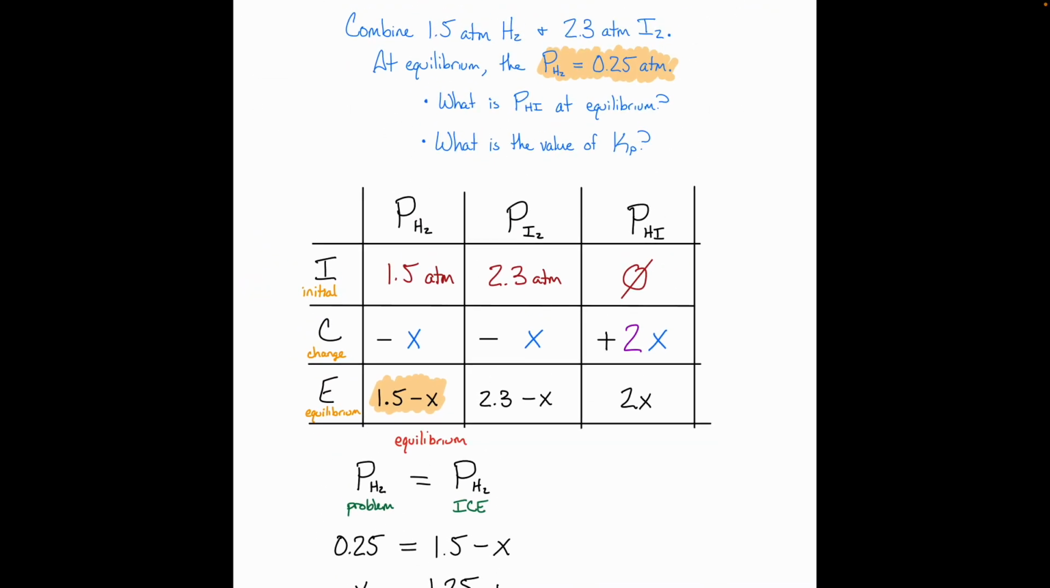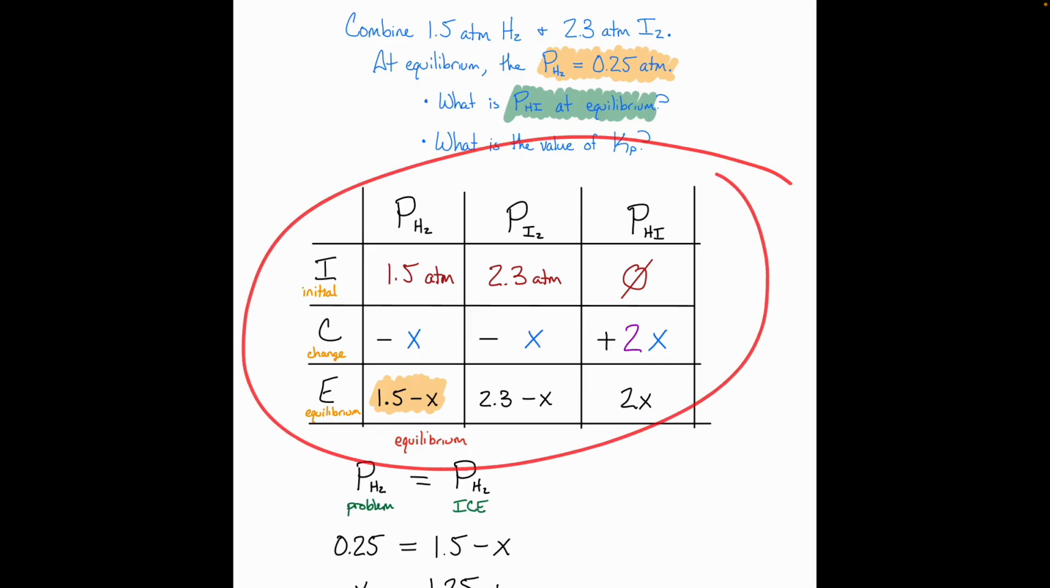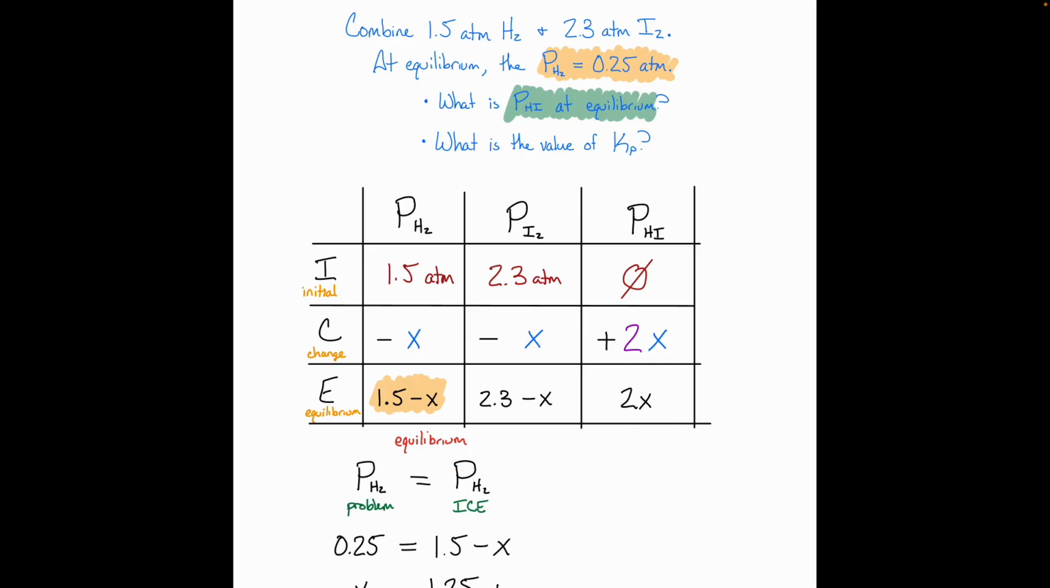Oftentimes with these ICE tables, you take a while, you're building your ICE table, you're going through this whole process, you're turning numbers into other numbers, your calculator spits something out, and you're like, okay, great, I'm done, all right? Make sure to go back and check the problem and what it's asking for, and check your ICE table. Because my problem is specifically asking me for the pressure of that hydrogen iodide at equilibrium. And which one of my boxes here corresponds to the pressure of hydrogen iodide at equilibrium? My pressure of hydrogen iodide at equilibrium is not x, but 2x.